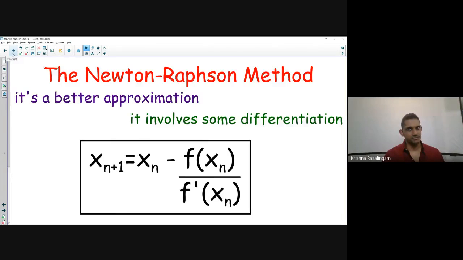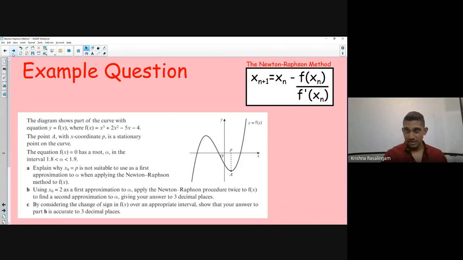So I'm going straight into a question. You can pause this and read the question. I'm just going to keep talking. So for part A, explain why x naught equals p is not suitable. Well, if we look at the Raphson formula, we need to put in the function and then divide it by the derivative. But if we sub in the value of x, and look at the diagram, the value of p is at a stationary point.